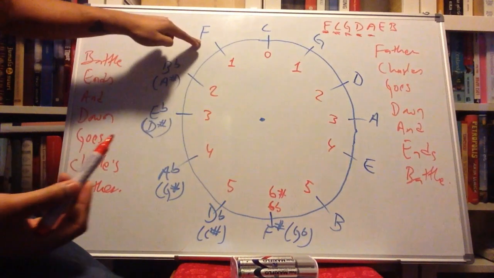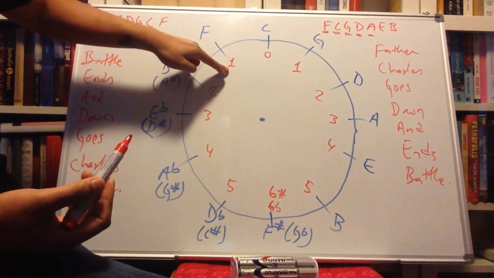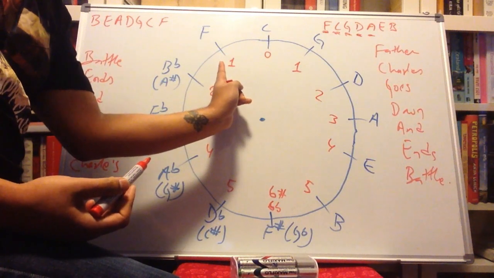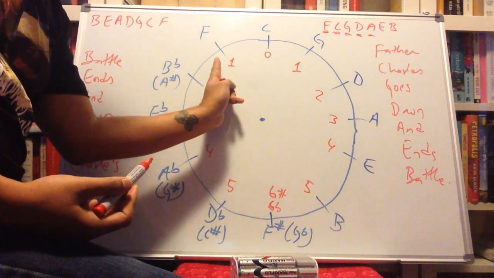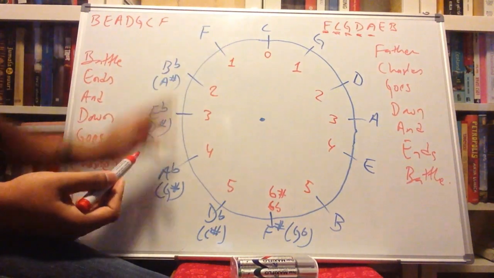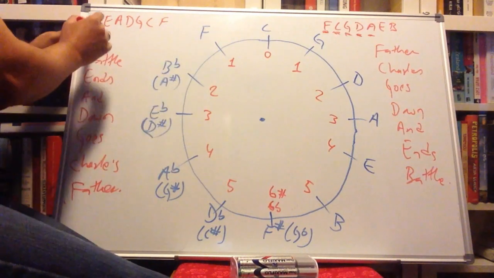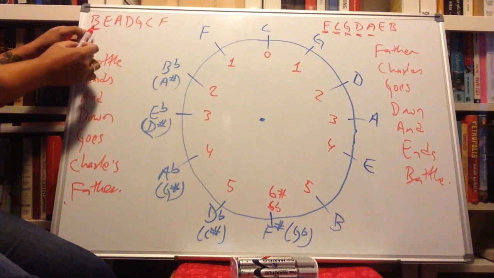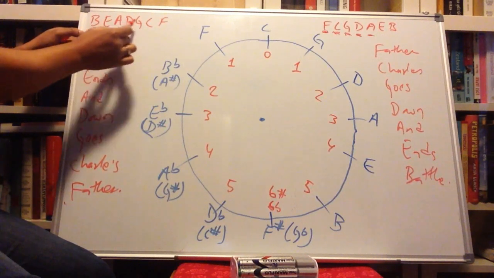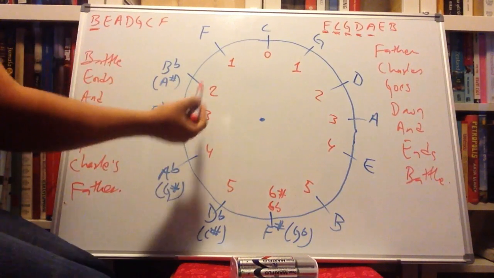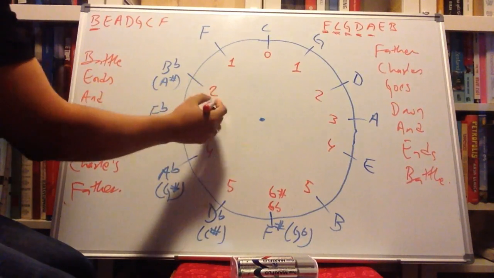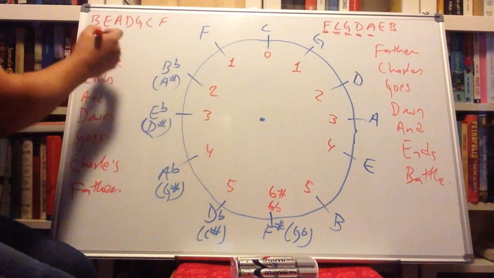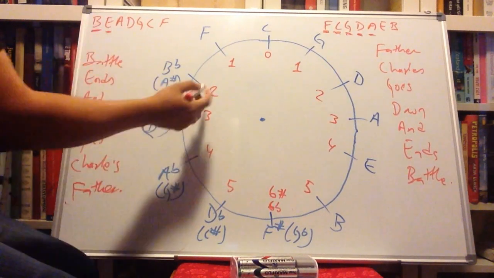We know that F has one flat because it's one step anti-clockwise away from C. So it has one flat because this is the flat side. So what is that flat? That's actually B, because B is the first letter here. B. Battle ends and down goes Charles' father. Same concept. B flat has two flats, as we know. So what are they? That is B and E.